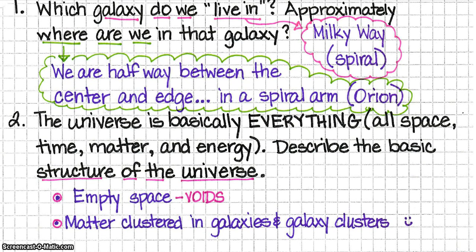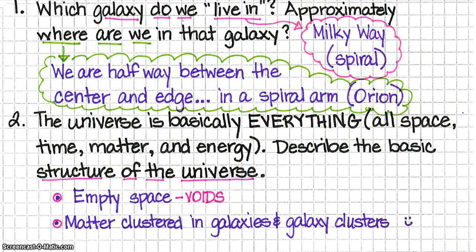The universe is basically everything. All space, all time, all matter, and all energy. Describe the basic structure of the universe. Well, things in the universe are really far apart. Like really, really far apart. Okay? And there's a whole lot of nothingness in space. So the structure of the universe is basically a whole bunch of nothingness, empty space, otherwise known as voids, areas of emptiness. And then most of the matter in the universe is clustered into galaxies and galaxy clusters. And between the galaxies and galaxy clusters, you have a whole lot of empty space. Okay? And things are really spread out.